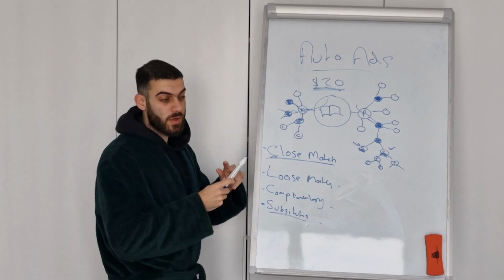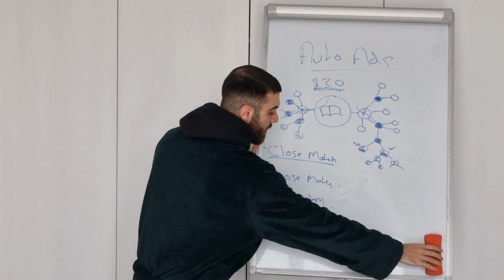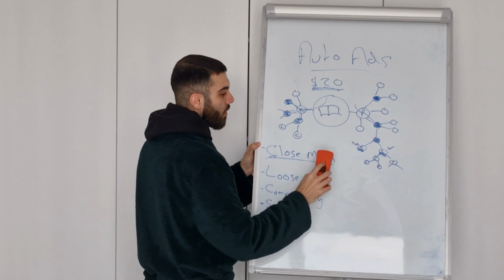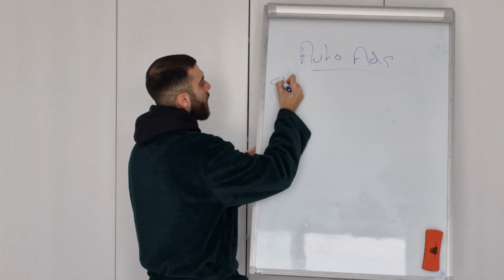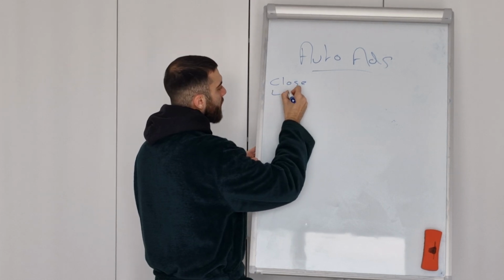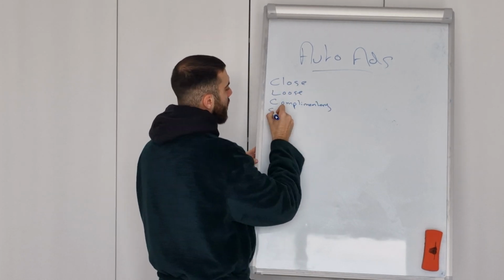So what do I like to do if this is the case? What I like to do is I like to separate these into their own campaigns. Now, why is this so powerful? I'm going to show you exactly why now. So you have close match, you have loose match, you have complementary, and you have substitute.